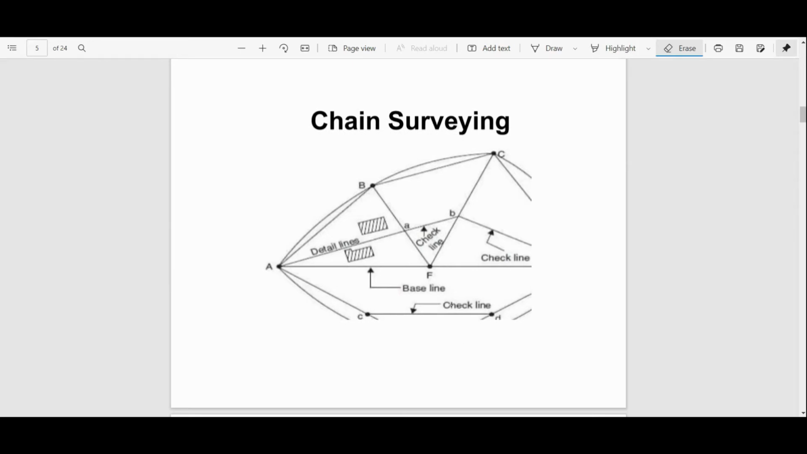So I already discussed that in chain surveying, this is the particular area, and this line is basically a baseline, and this baseline is having an offset to locate these objects. It can have a perpendicular offset or an oblique offset also. And some of the lines are dividing the area into triangles. So these sides will be calculated with the help of chain. So chain surveying is basically having triangulation as its part.